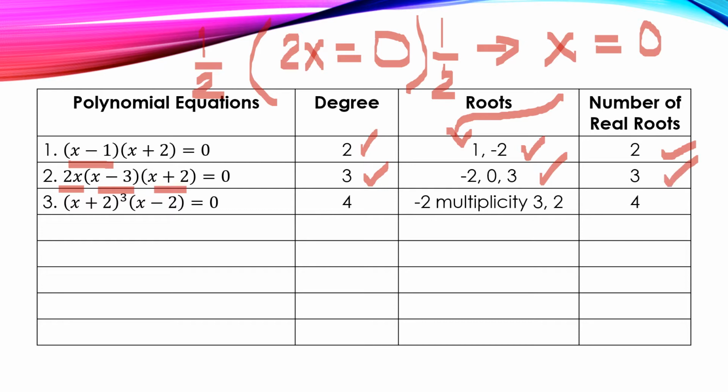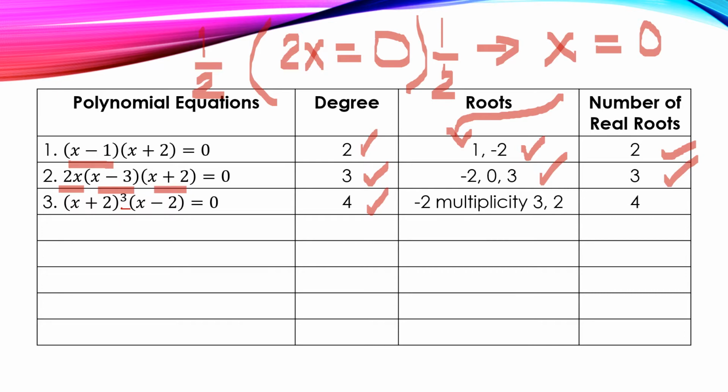Okay? Next, yung ating third equation. You have x plus 2 cubed times the quantity of x minus 2 is equal to 0. So, ang degree natin ay 4. So, bakit siya naging 4? So, meron tayong ditong exponent na 3. Okay? So, 3. And then, dito naman ay 1. So, ang total factors natin ay 4.